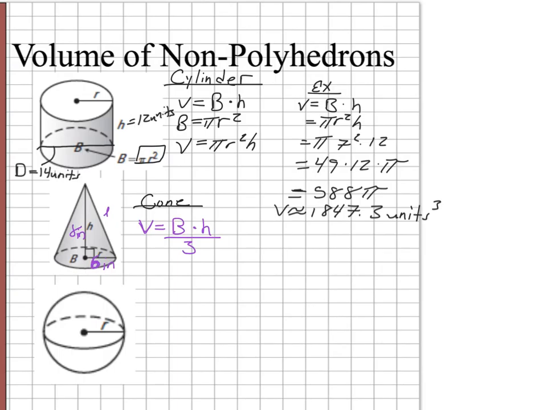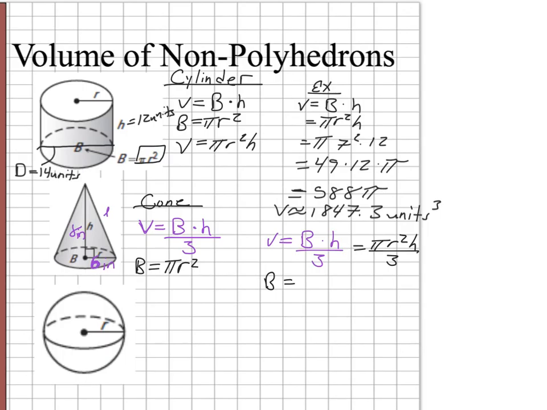Again, I'm going to start with my formula. V is equal to area of the base times height divided by 3. And start figuring out the parts. So area of the base. Well, my base is a circle. So really, I could say my base is pi r squared. And so volume might actually be pi r squared height divided by 3. You could use that one as well. Okay?